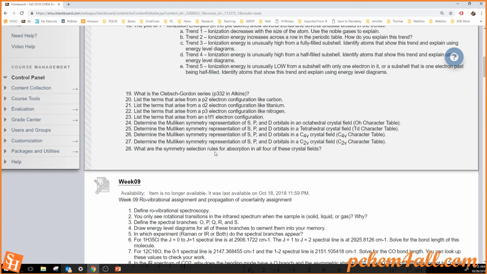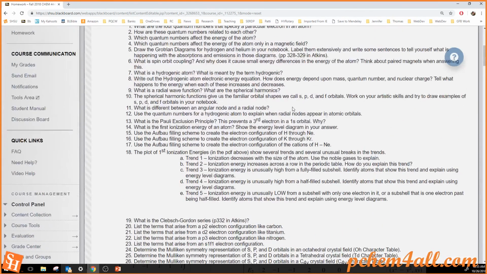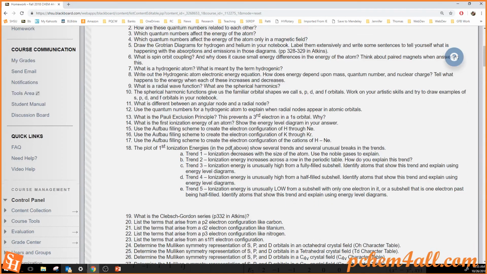And then you can look at the selection rules. So take all of those different symmetries and do the direct products to see if the direct products with light would be allowed by symmetry. So that's a rundown on the specifics for this week's exam.